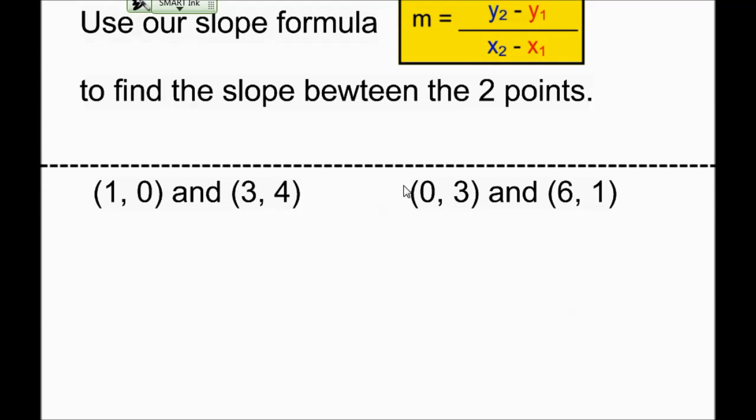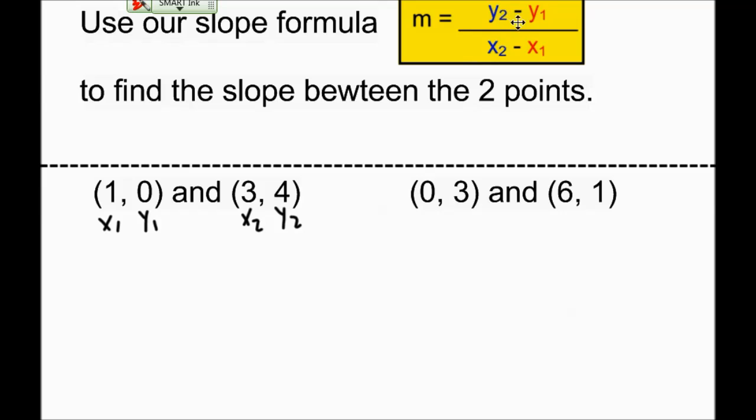So what I'm going to do is start out by labeling. So this is x1, y1, and this is x2, y2. Now ultimately it doesn't matter which one you say is x1, which one you say is y1. Doesn't really matter, so long as this is x2, this is y2, this is x1, this is y1. So long as the 1's match and the 2's match.